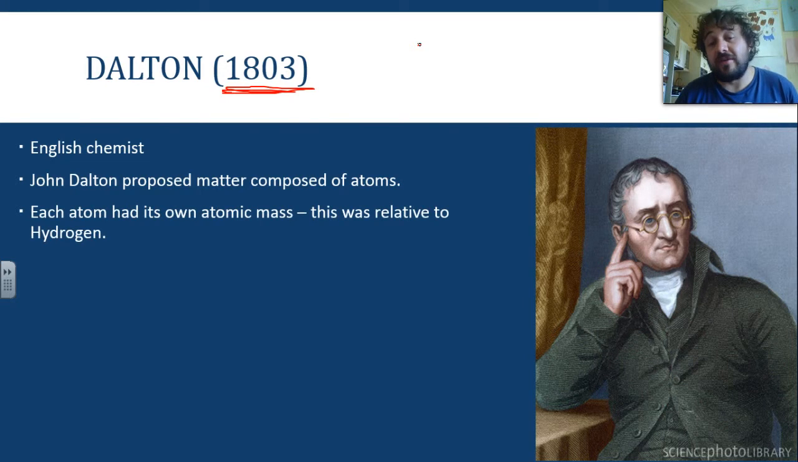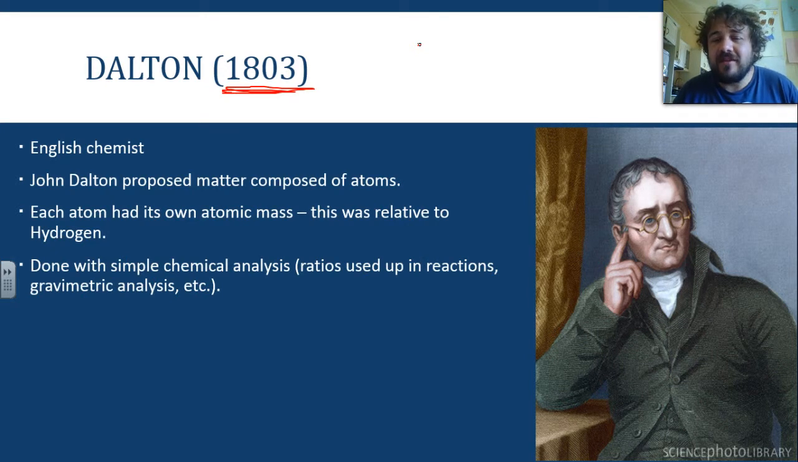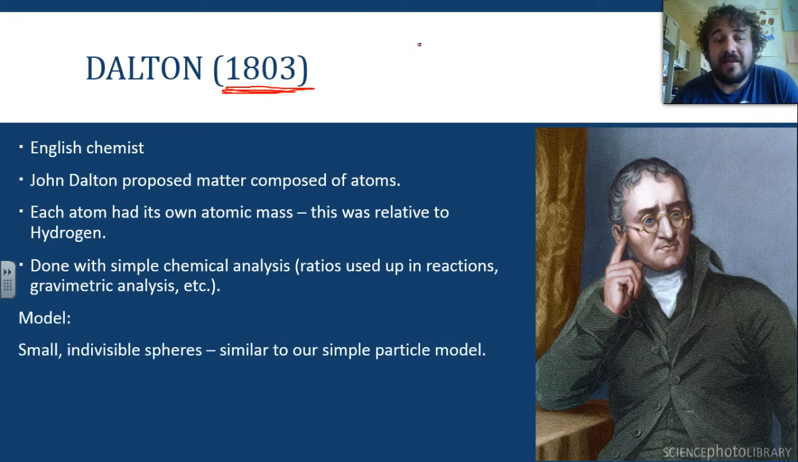So each atom has its own atomic mass, and this was relative to hydrogen. Now, a lot of the time when we measure things, if we don't have exact measurements, we base it on something. So it's a relative measurement. This is one of those. He did it with simple chemical analysis. So the ratios of things used up in reactions, gravimetric analysis, the stuff that you can do in a lab now. If you would really put your mind to it, you can sit here and knock out a theory of an atom similar to Dalton. So basically his model was that small indivisible spheres similar to our simple particle model.